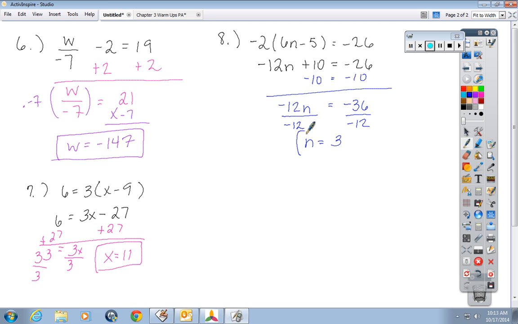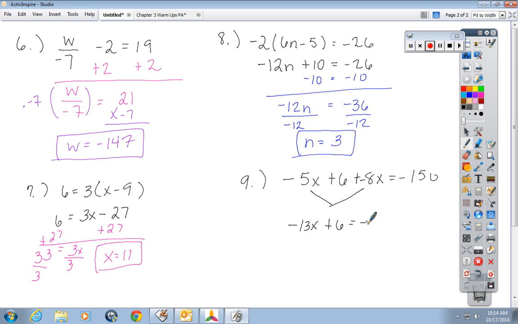Any questions on that one? Number 9. Why is number 9 different than the other ones we were doing? It has 2 variables. Are they on the same side of the equal sign or on different sides? Same. So I don't have to move anything over, but I can combine these two. So this ends up being -5x plus -8x, which is what? -13x. So I get -13x plus 6 equals -150.